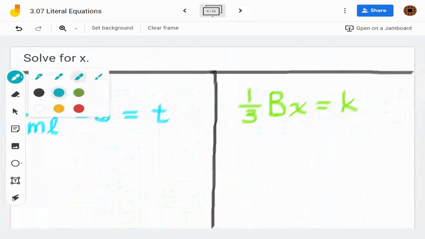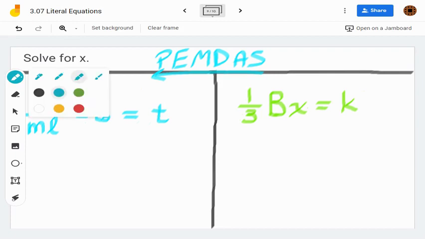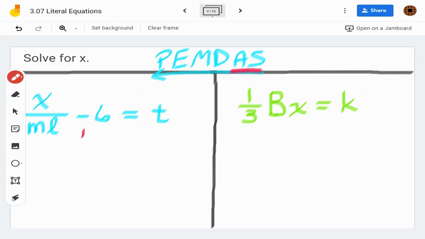Okay, so solving for x again, let me write out the order of operations. I think it's kind of nice to see it and then draw my little arrow. We're going backwards. So we're solving for x. It's x divided by ml, m times l, minus 6 equals t. So maybe think about which thing we'll undo first. We should be looking, is there any addition or subtraction that we can undo? And there is. There's a minus 6, so that's what we should take care of first, adding 6 to both sides.